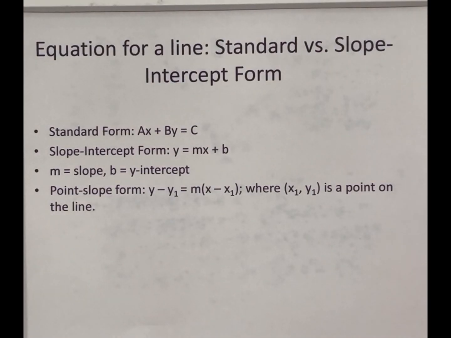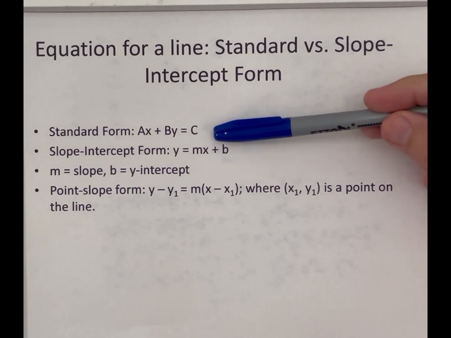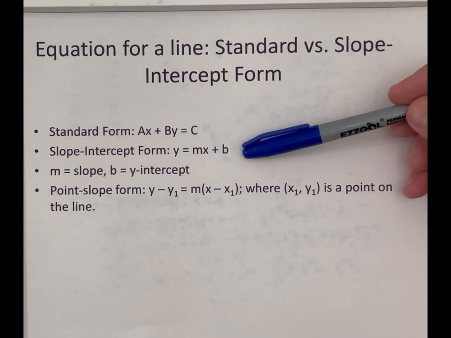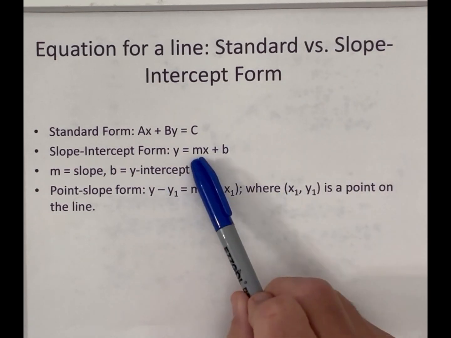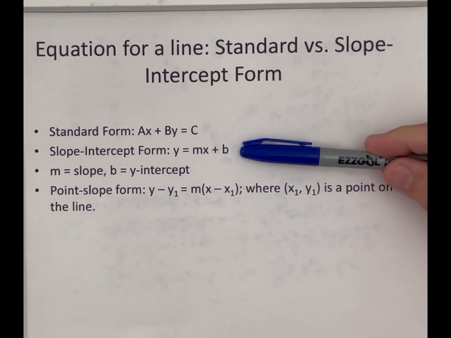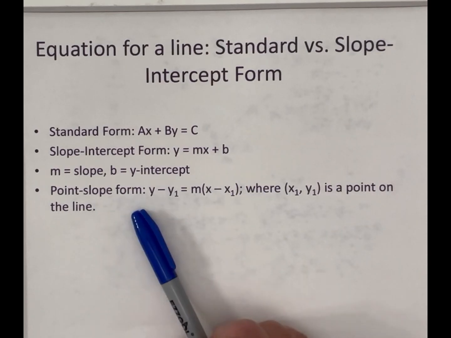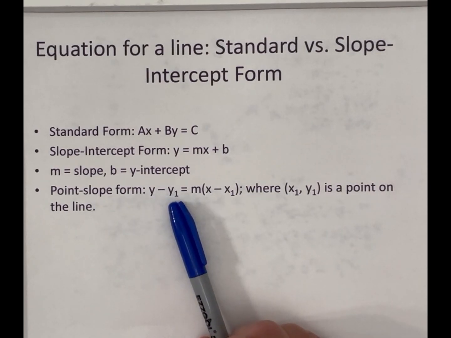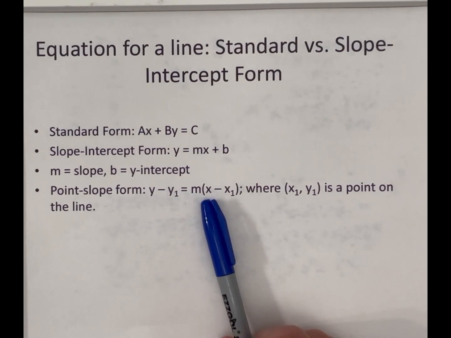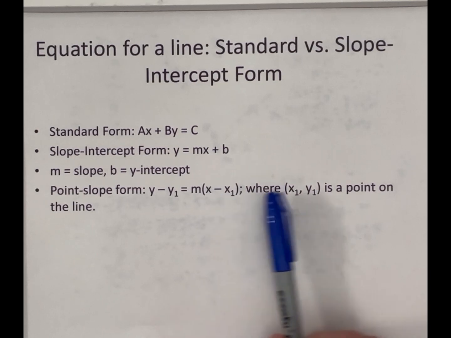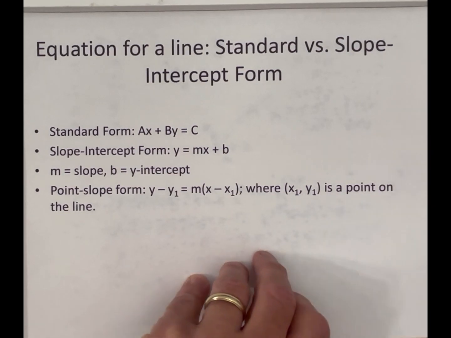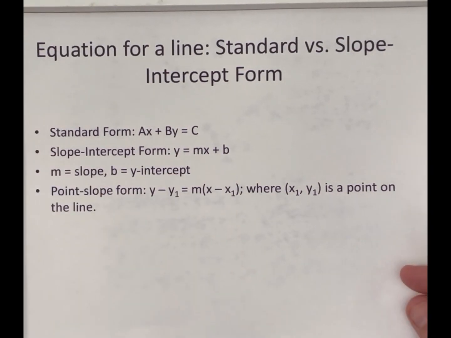So let's look at the equation of a line. This is the standard form, ax plus by is equal to c. This is the slope-intercept form, where the slope is m and the y-intercept is b. That's a form you'll see a lot. And there's also the point-slope form, where this is y minus y1, where that's one of the points on the line, is equal to the slope times x minus x1, where that's the same point on the line. So that's another form. We're going to see both of these two right here in this video today.